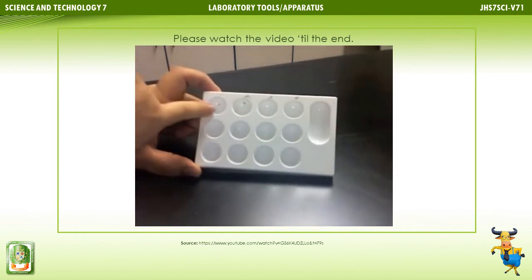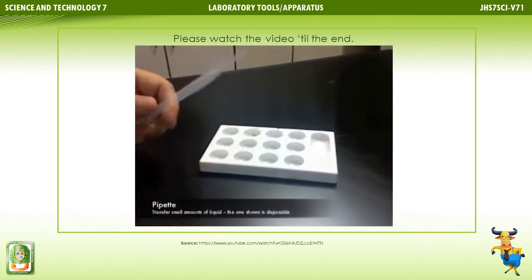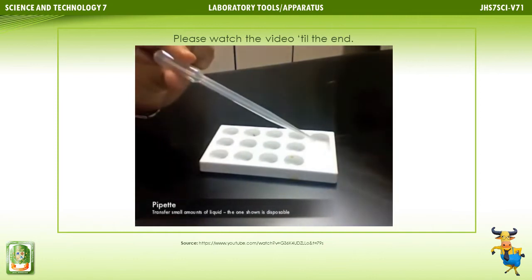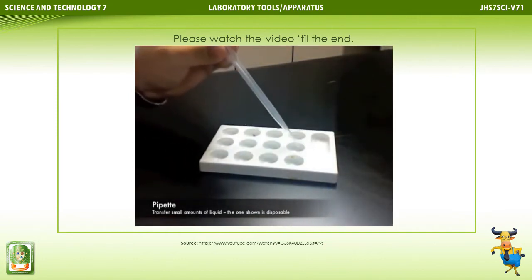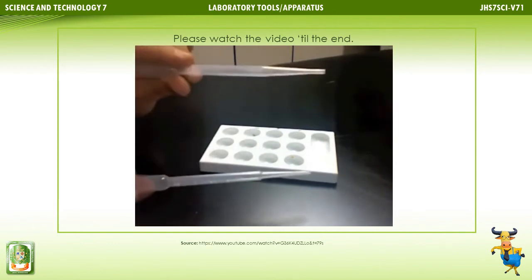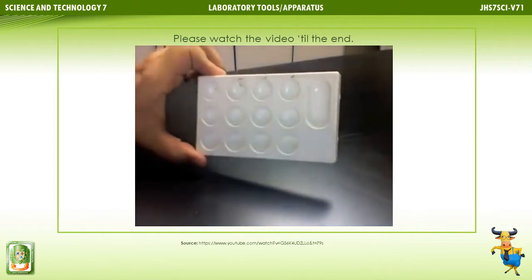These are little depressions where you could put some liquid and just drop it in. And you would probably use something like this, a little disposable pipette. It has a little squeeze bulb so that you can draw the liquid up, and then you'd put a few drops in that one, and then you would get another pipette with a different chemical and put it in the same well and see if there's a reaction. So we have pipettes, and we also have a spot plate.